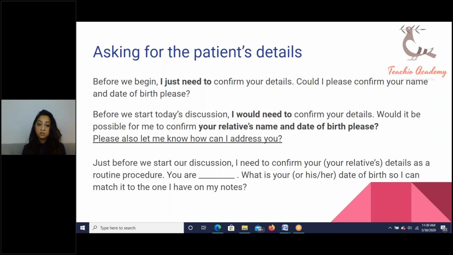So guys, if you've understood the concept as to how we have to modify our statement if the interlocutor is different from the patient, or the interlocutor is someone that you already know, or someone who's admitted under you or has been with you for a long time, just type in yes and make sure that you take a screenshot, and then we can move on.